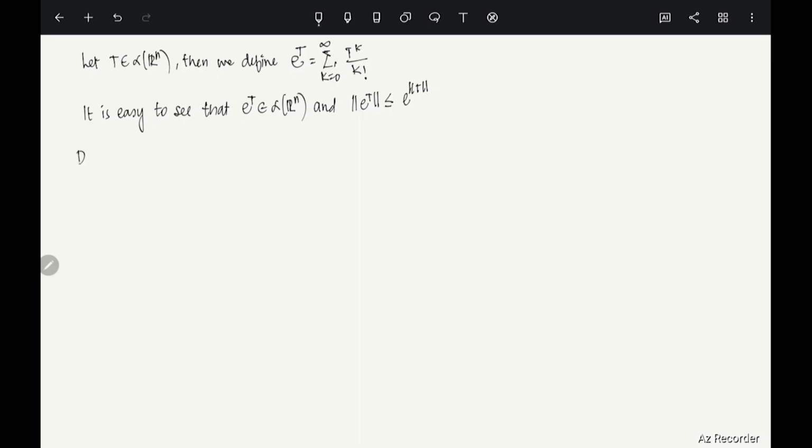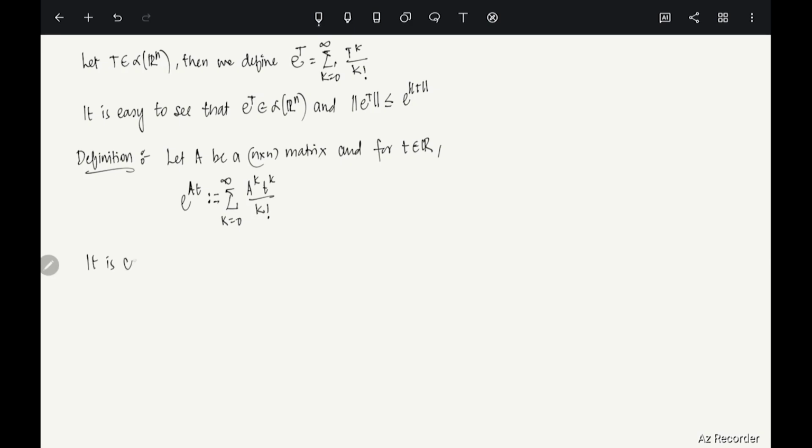So we'll write down a definition here. Let A be an n cross n matrix. We know that any linear operator is nothing but an n cross n matrix. So I am starting with A, an n cross n matrix, and for t in R we define e power At. It is nothing but the summation k equals 0 to infinity of A power k t power k by k factorial. Clear? This is what we call the exponential of a matrix.